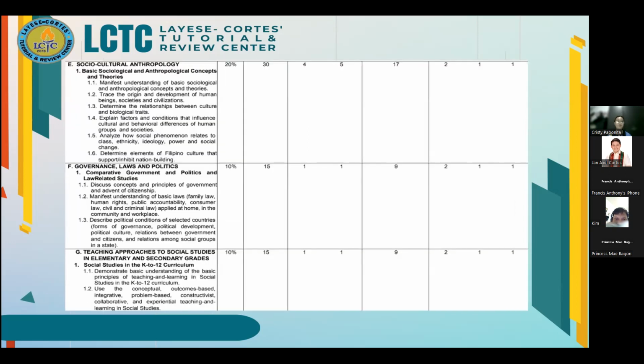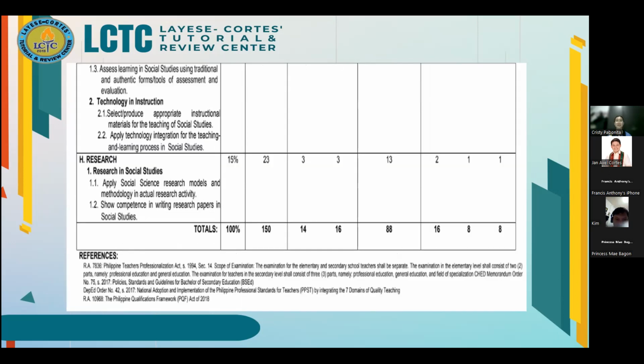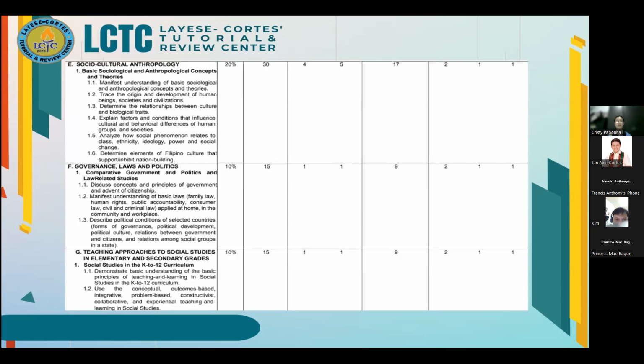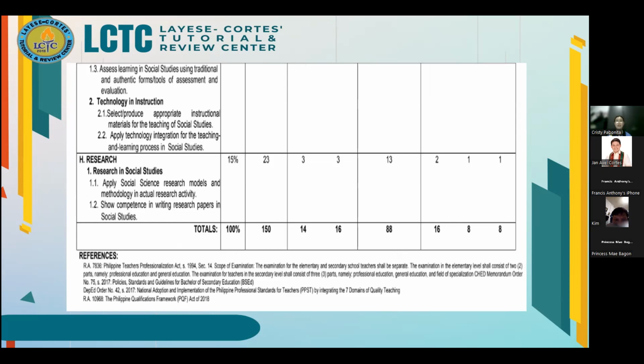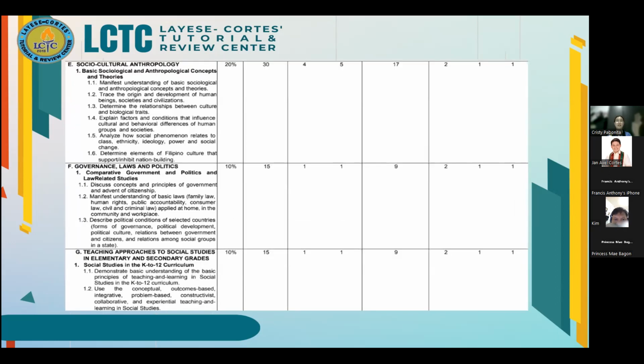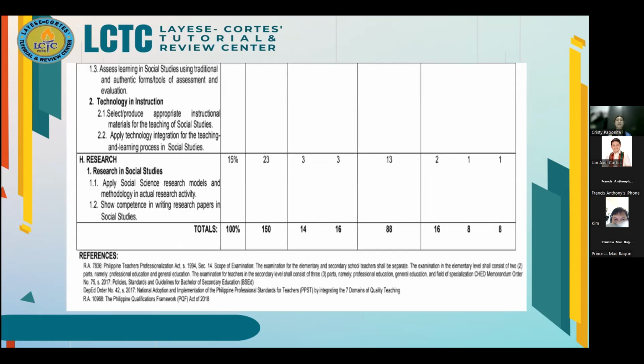I'm sorry. So we have napagi last, which is research. So it is part, and if you observe, the biggest portion of the number of items is the socio-cultural anthropology, which composed of 30 items out of 150 items under majorship of social studies. Next to that is the research, which is 23 items. So you must go back to the basic concepts of research. Okay, so different types of research.